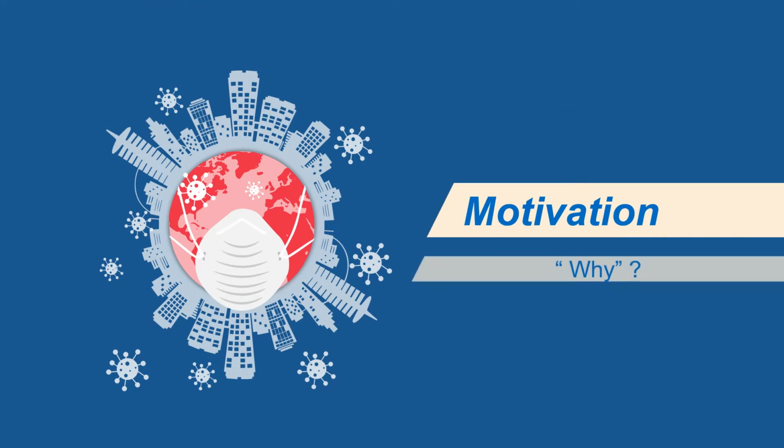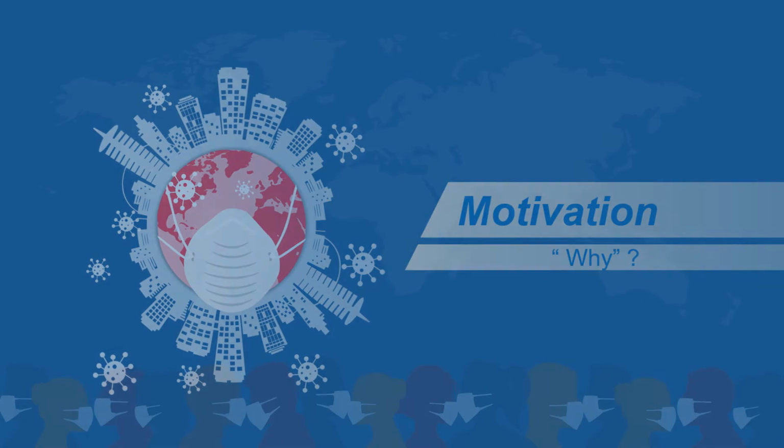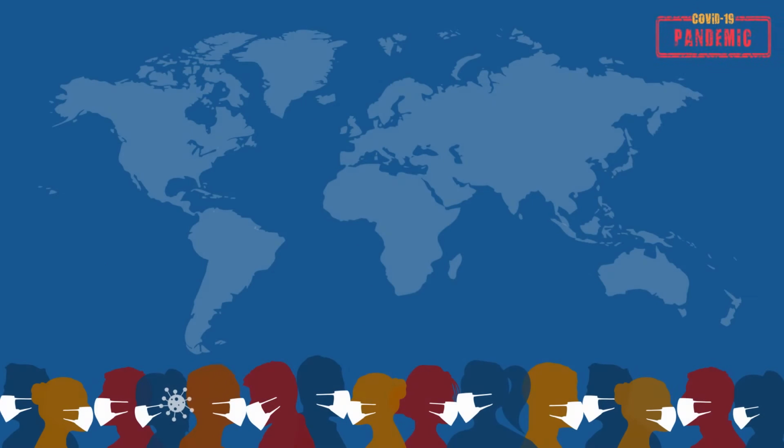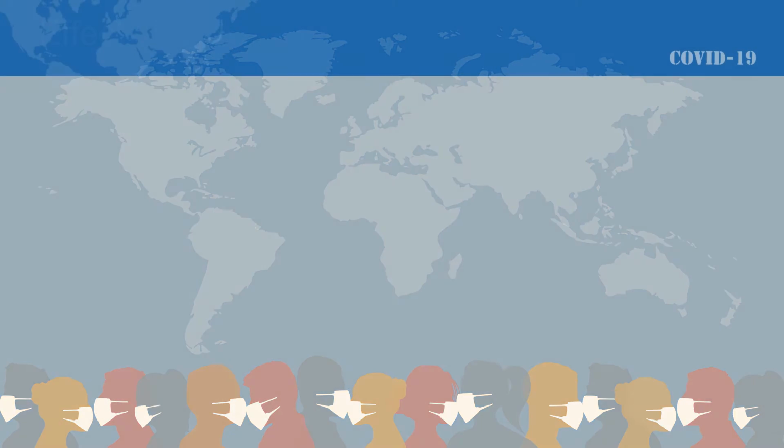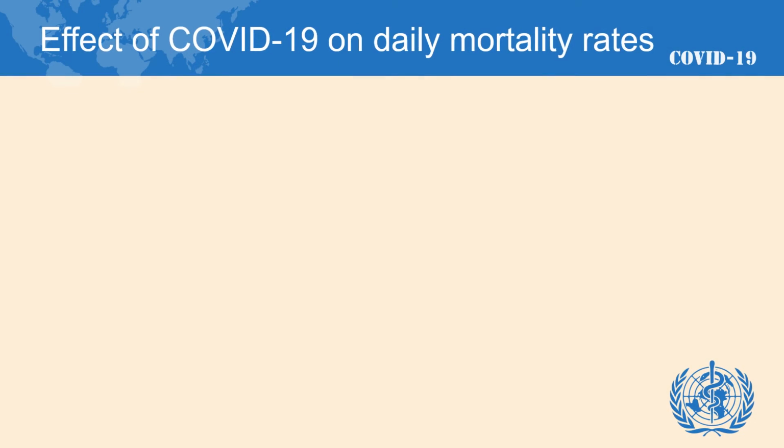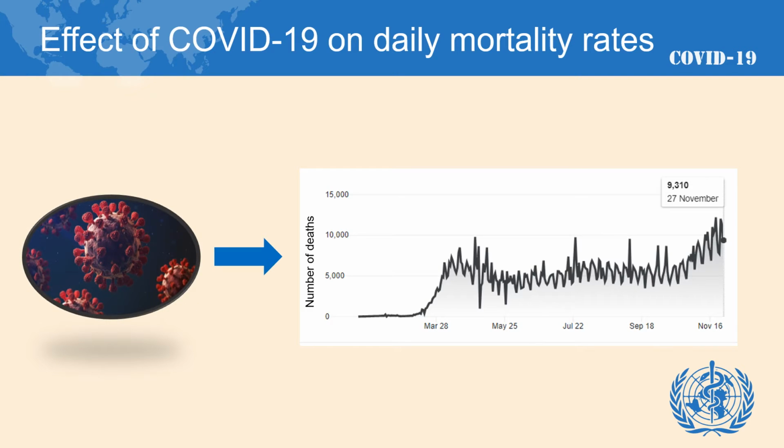So, why did we do this experiment? In 2019, a deadly virus called the coronavirus emerged in Wuhan, China. It quickly spread to the other countries of the world, causing the global pandemic that we know of today. The coronavirus had a huge effect on daily mortality rates, where the last tally made on November 27, 2020 shows that 9,310 people died from the deadly disease.